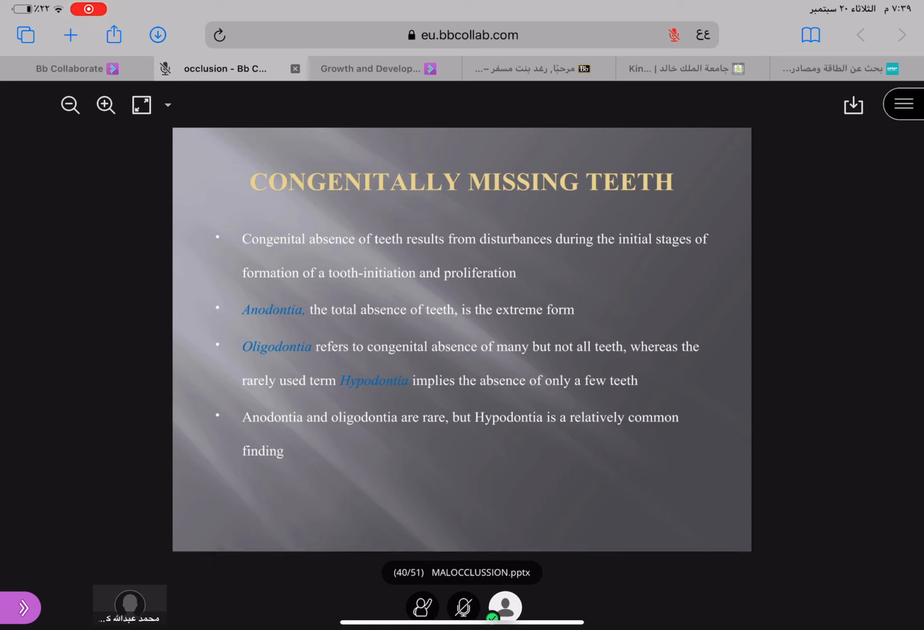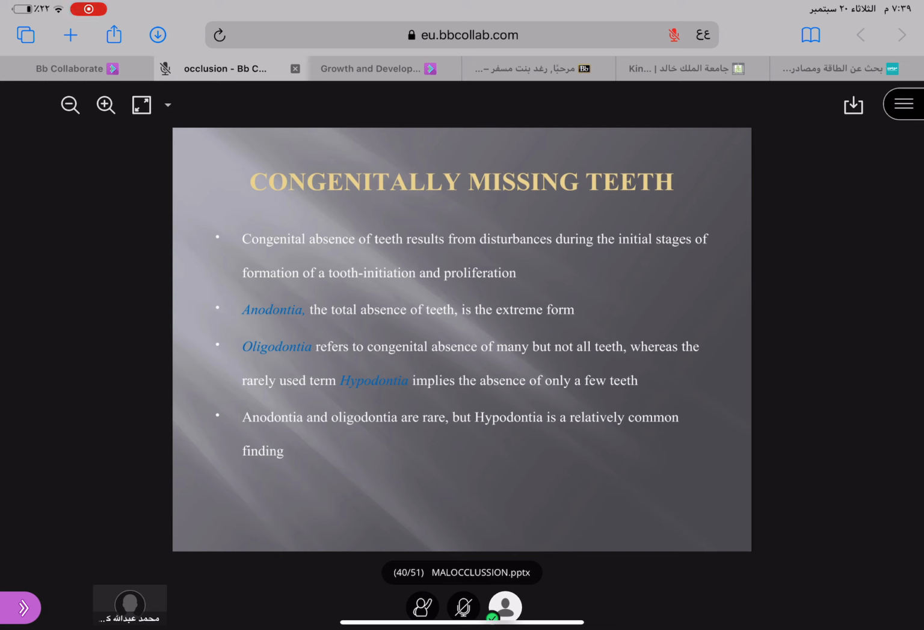The terms used for congenitally missing teeth are anodontia, oligodontia, and hypodontia, right? There are three different terms. Anodontia means total absence, complete absence of teeth in the extreme form. Oligodontia refers to congenital absence of many but not all the teeth. And hypodontia, absence of only a few teeth. Anodontia and oligodontia are rare, but hypodontia is a relatively common finding.